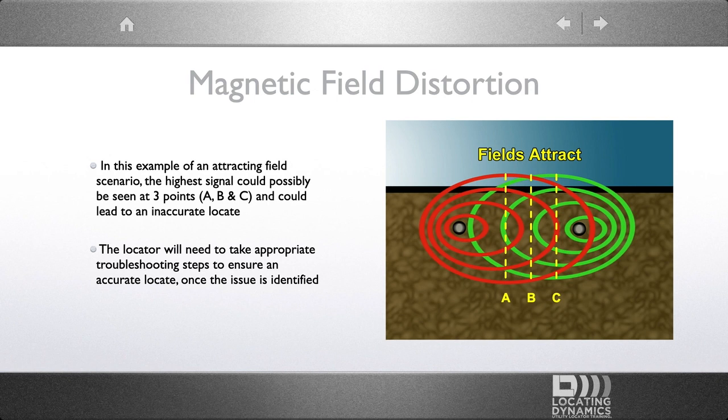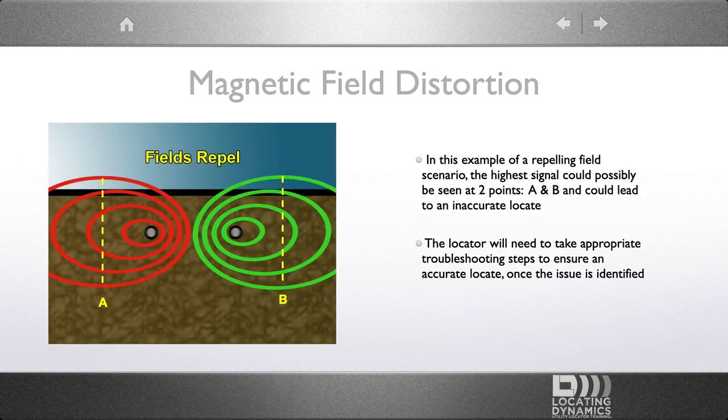Magnetic field distortion. In this example of an attracting field scenario, the highest potential signal could possibly be seen at 3 points, A, B, and C. That could lead to inaccurate locates. The locator will need to take appropriate troubleshooting steps to ensure an accurate locate once this issue is identified. In this example of a repelling field scenario, the highest signal could possibly be seen at 2 points, A and B, and could also lead to an inaccurate locate. The locator will need to take appropriate troubleshooting steps to ensure an accurate locate once the issue is identified.